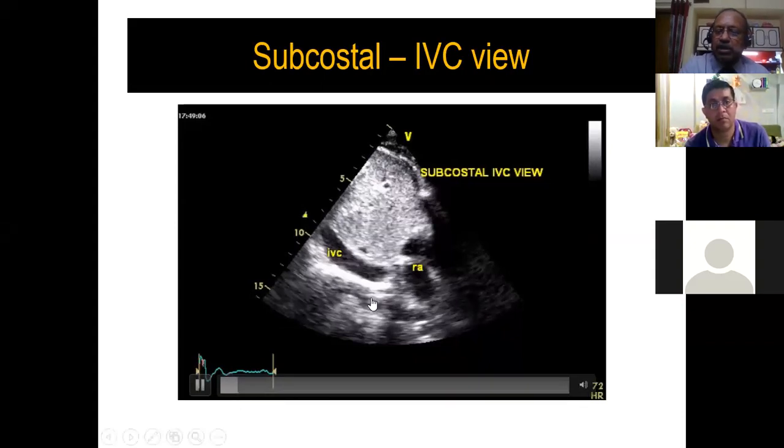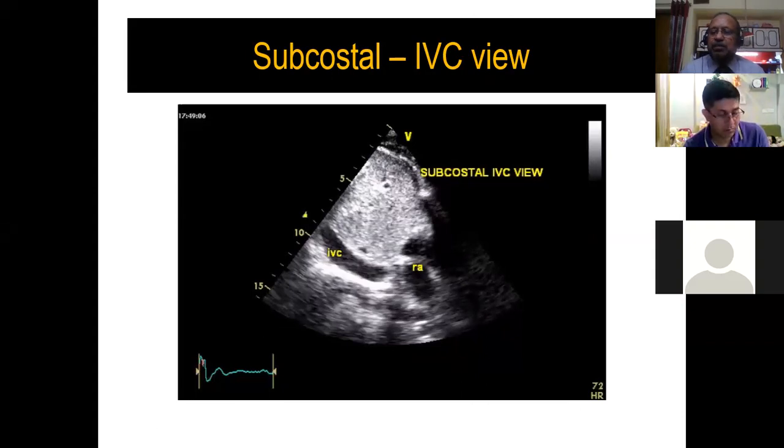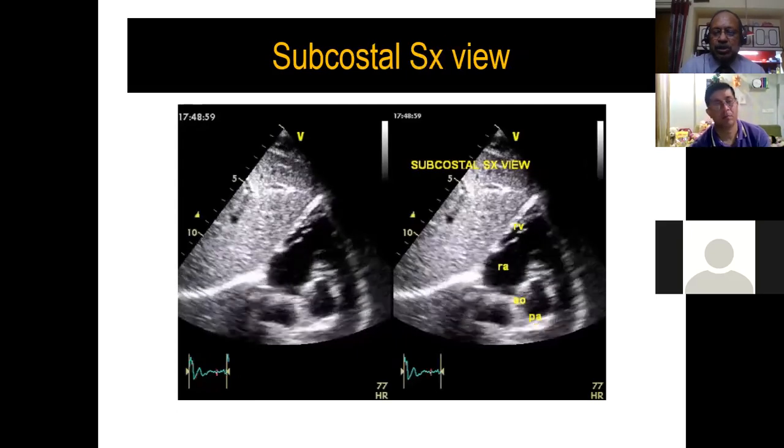If my IVC is normal size, normal is up to 20, with inspiration collapses more than 50%, my RA pressures are normal, that is 5 millimeters of mercury. If IVC is normal in size, collapses less than 50%, my RA pressures are 10. If my IVC is bigger in size, more than 20 millimeters, collapses less than 50%, my RA pressure again 10. And if my IVC is dilated, does not collapse, which is known as IVC plethora, RA pressures are 15 millimeters of mercury. We'll be coming back to them again and again in our future time.